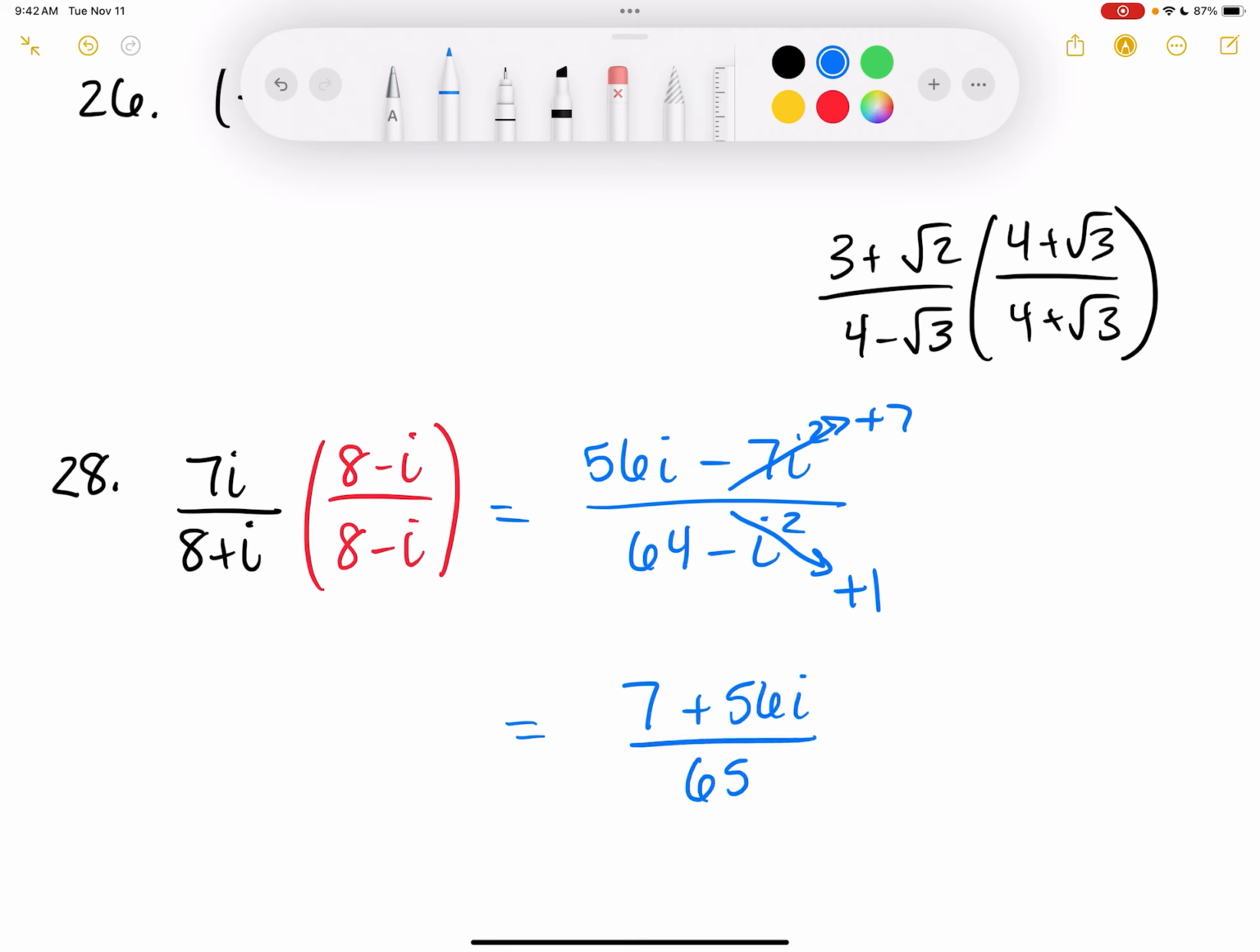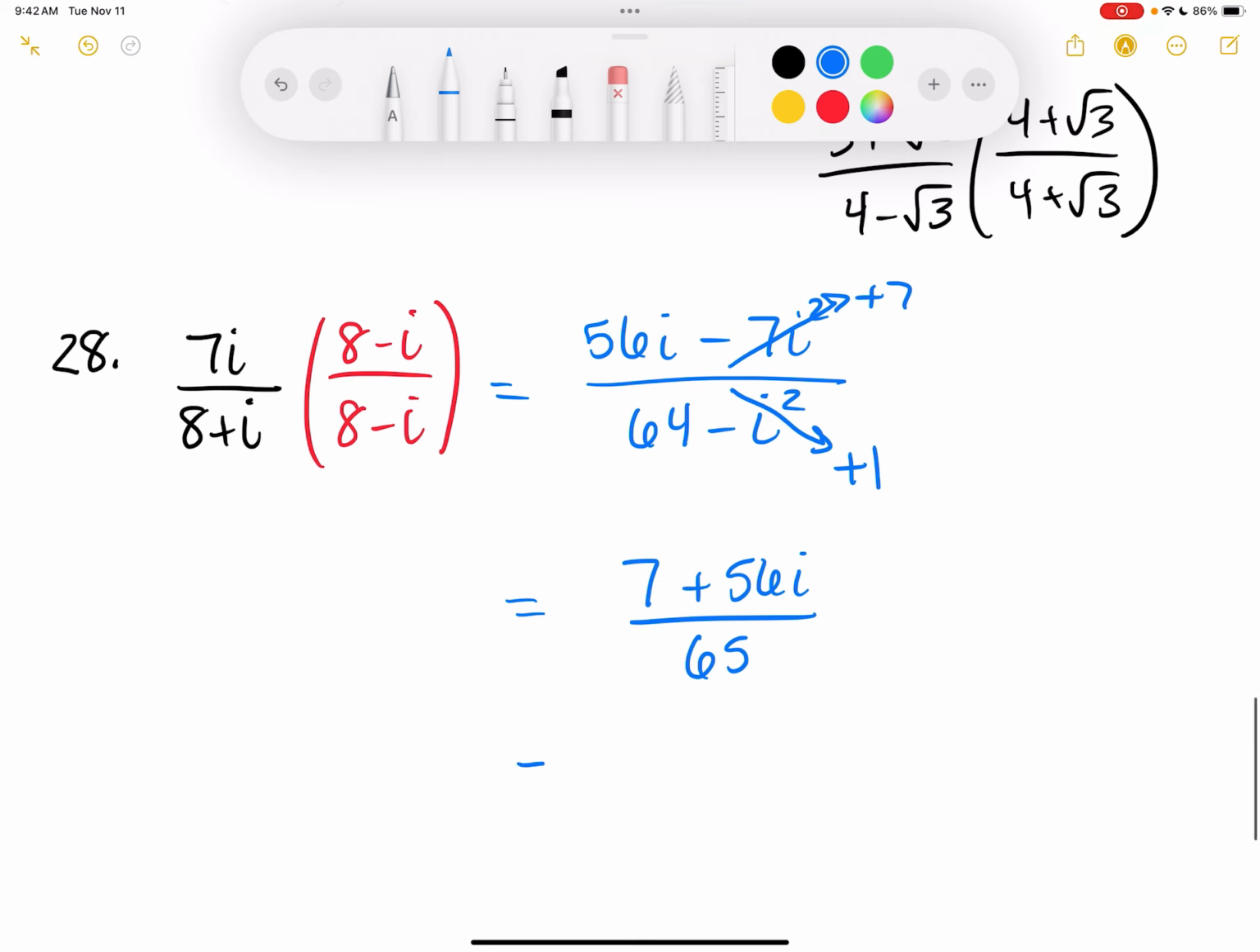It's not in standard form. Standard form has to be split: a plus bi. a and b can be fractions, which is what's about to happen. So I'm going to have 7 over 65 plus 56 over 65 times i. So you just split them? Yep.